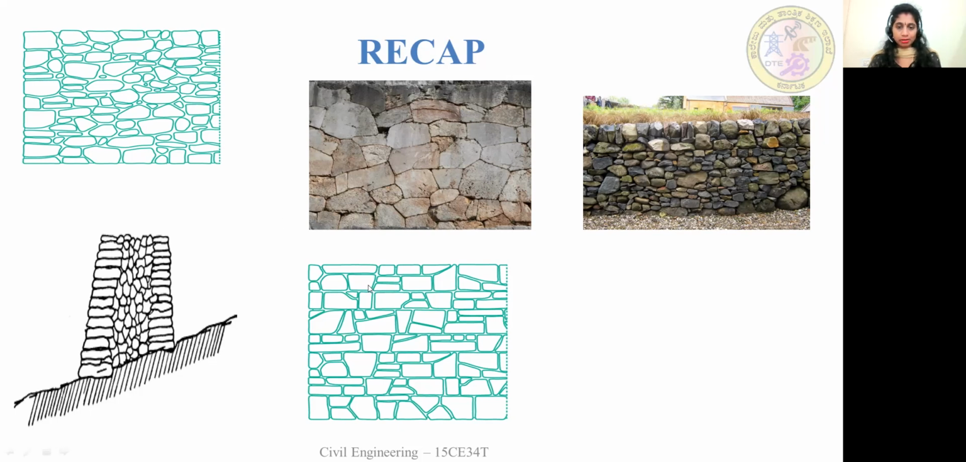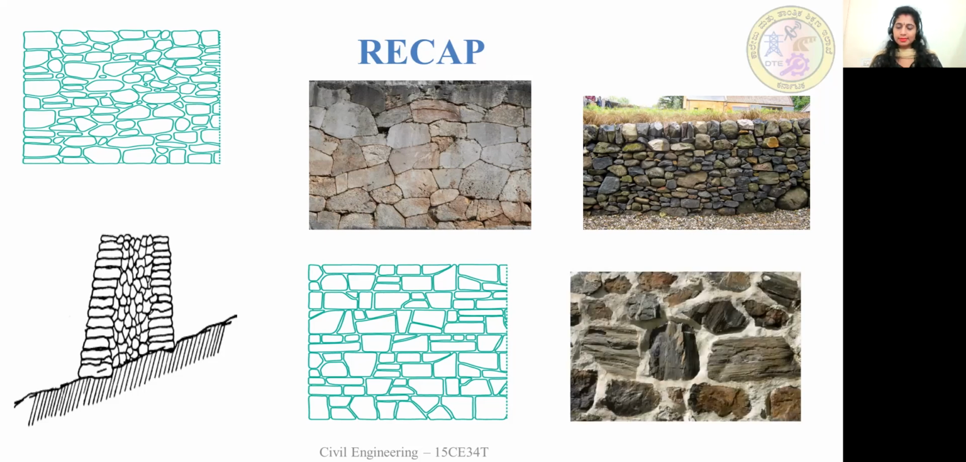And in this picture, you can make it out: the courses are of equal height. That's why it is called coursed rubble masonry. Next, we have rock or quarry faced rubble masonry. The faces are chisel dressed and the sides are undressed. The sides are not of exact size. Then it is known as rock faced rubble masonry.